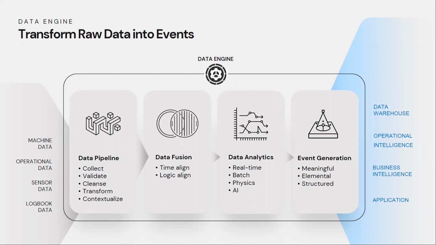A data engine typically has 4 components. The first one is a data pipeline. Data pipeline is used to collect the raw data, cleanse the raw data, validate it, and add metadata, etc., to turn it into a structured data type. Data fusion is the next step, which typically combines multiple data tags or data streams so that it completes all the information within the data available. The next step is data analytics, where users apply physics or AI-based models to extract the events out of the raw data. And the final stage is producing those events and storing those events in a database or data warehouse.